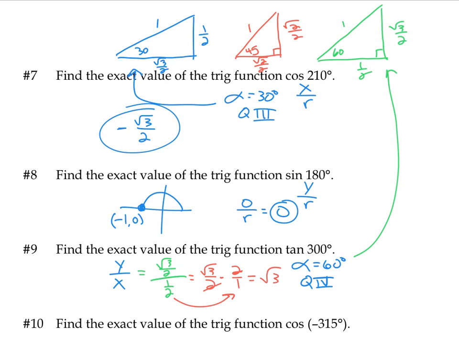And we want to make sure we know what quadrant we're in, because it would be easy to say square root of 3 as our final answer, but tangent in quadrant 4 is negative. Okay, so we'd have negative square root of 3. Then we could go to these next couple here.